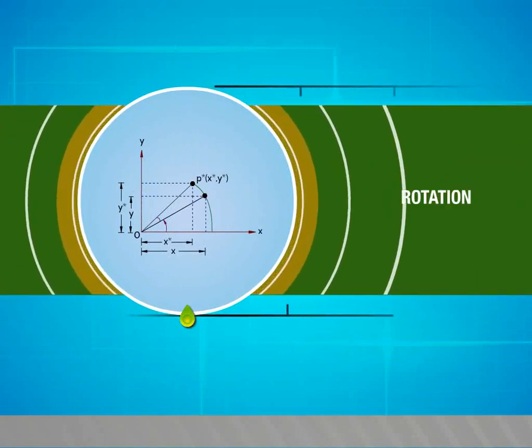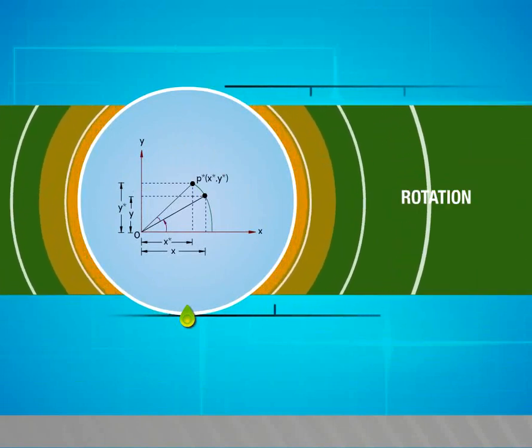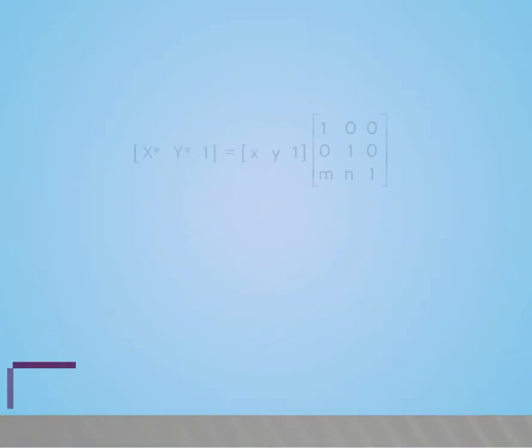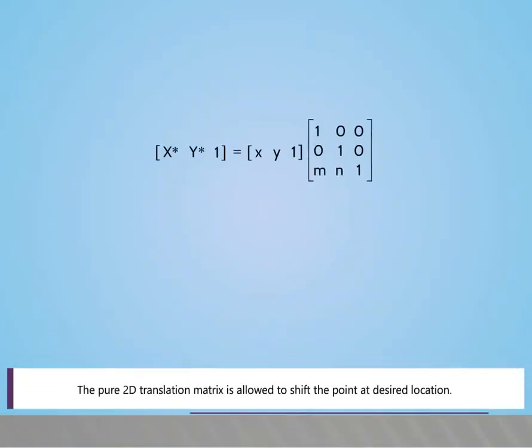Rotation. In this video, we are going to see about rotation. X asterisk, y asterisk, 1 is equal to x, y, 1 times the matrix 1, 0, 0, 0, 1, 0, m, n, 1, which is equal to x plus m, y plus n, 1. The pure 2D translation matrix is allowed to shift the point to a desired location.